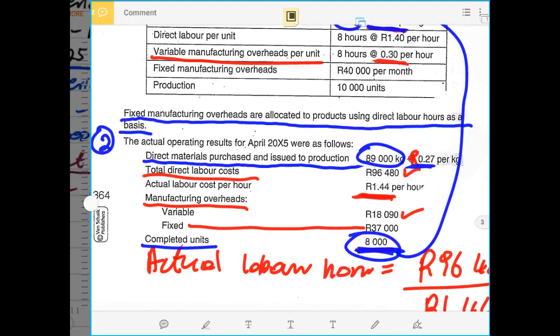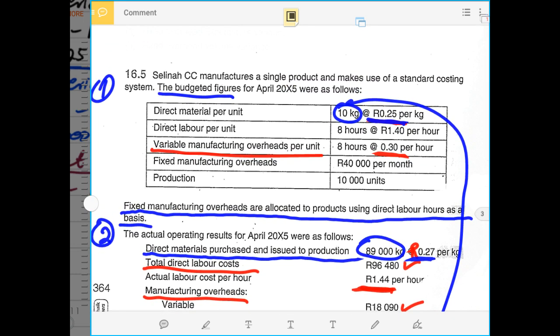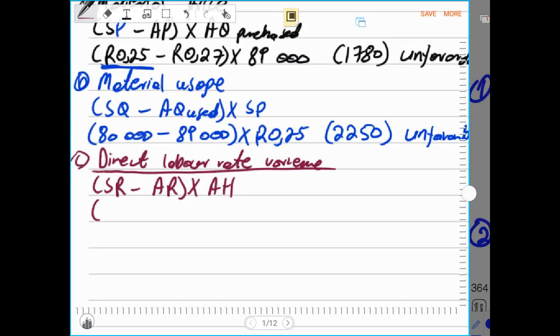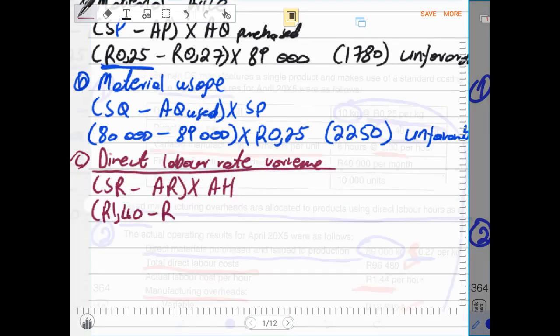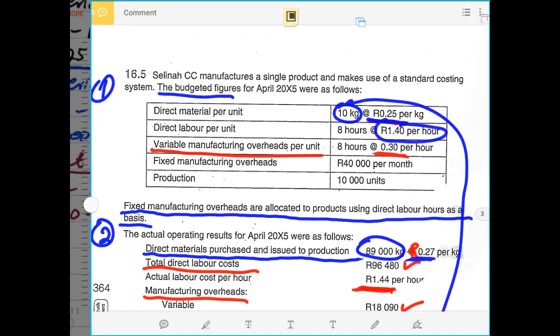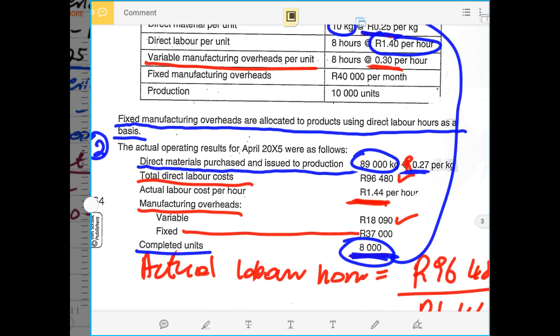I will not do cross-referencing all the time, guys, please. We have our standard rate of labor per hour. Remember that we are using the rate per hour. Our standard rate of labor is R1.40 per hour. Employees are budgeted to get paid R1.40 per hour. Therefore, this will be R1.40 minus the actual rate, which is the actual rate that employees got paid in the production of the 8,000 units.